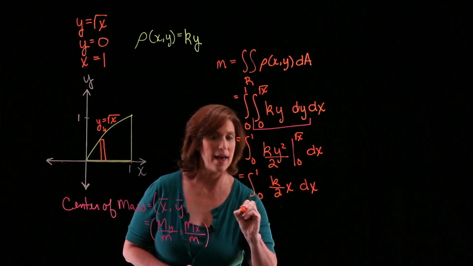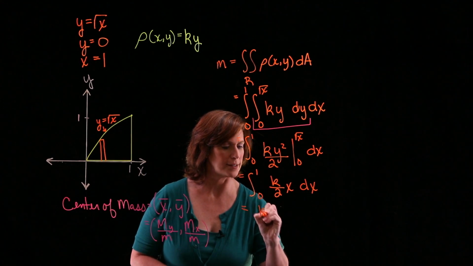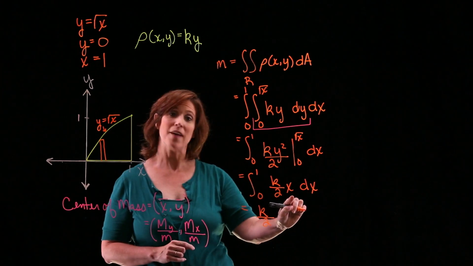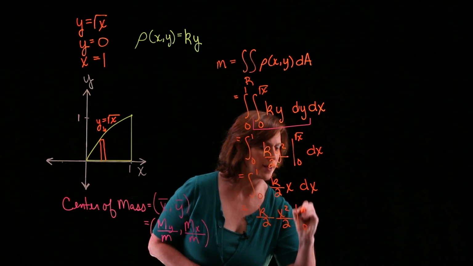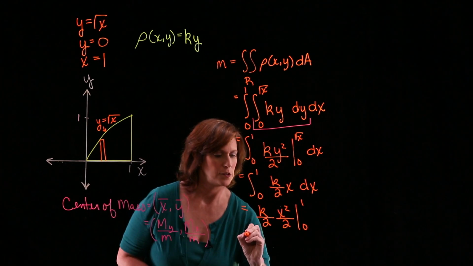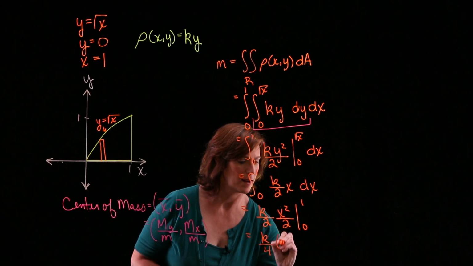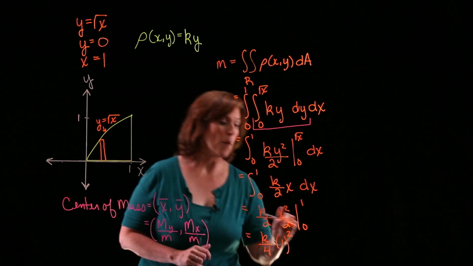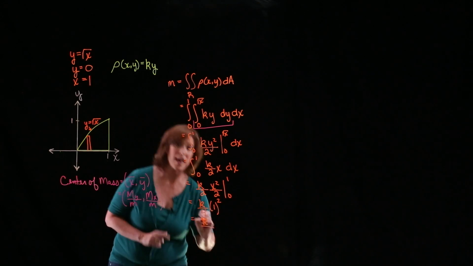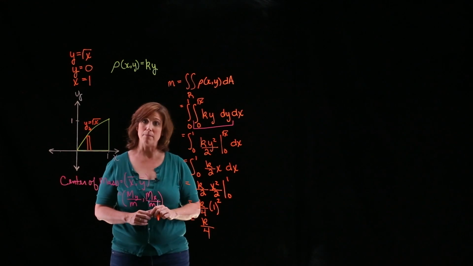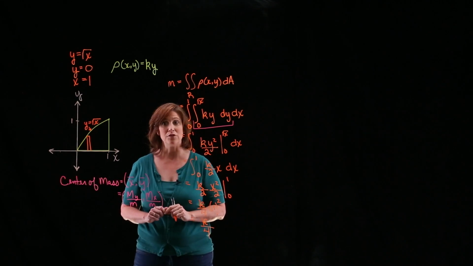Now I can go ahead and work on the outside integral. So I'm going to have k over 2, which is a constant, times the integral of x dx, which will be x squared divided by 2. And I'm going to evaluate that from 0 to 1. So I'll have k over 4. Plugging in the upper limit, I get 1 squared. And when I plug in the lower limit, it will be 0 again. And so I end up with a mass of that constant k divided by 4. Okay, so that's my mass, and I'll use that later to get my center of mass.